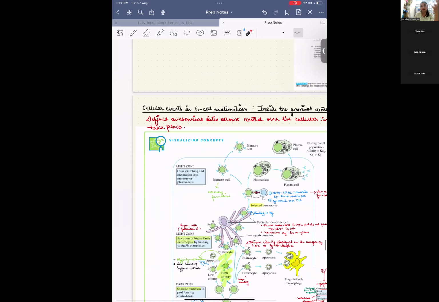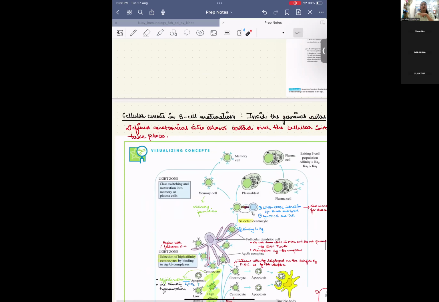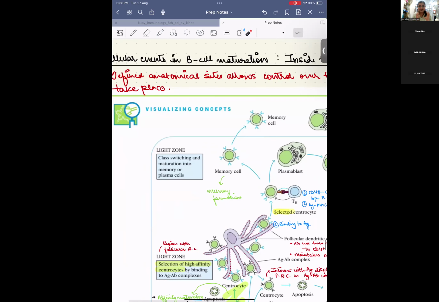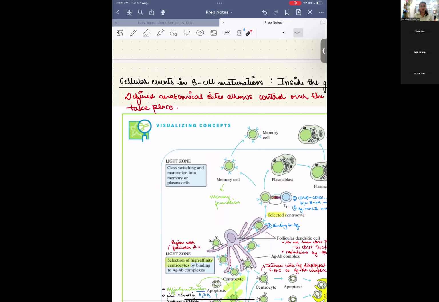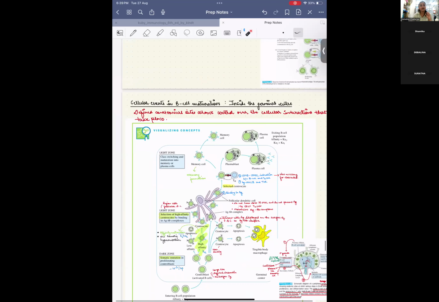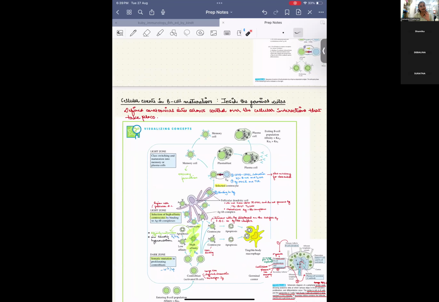So if, for say, any sort of deficiency, the body does not have the ability to organize a secondary follicle with a germinal center, the process of maturation and memory formation is not going to happen. The formation of plasma cells still might be there, and this class switching mechanism can also happen outside of the germinal center. But maturation and memory formation can only happen inside of a germinal center.